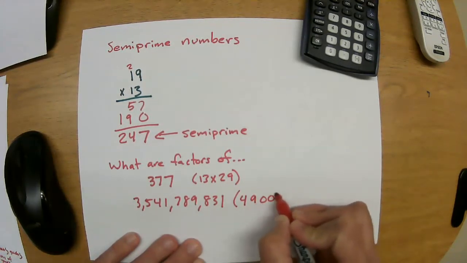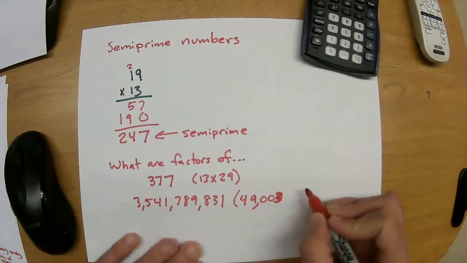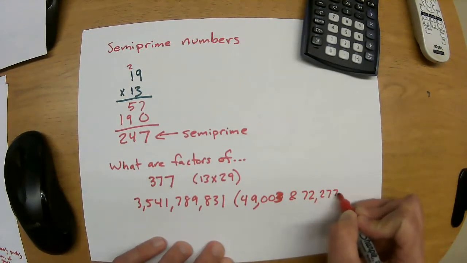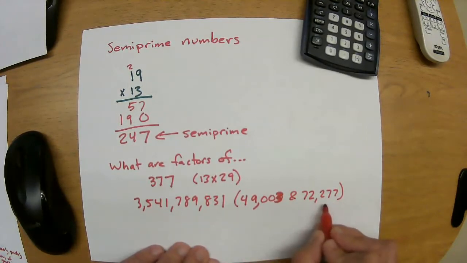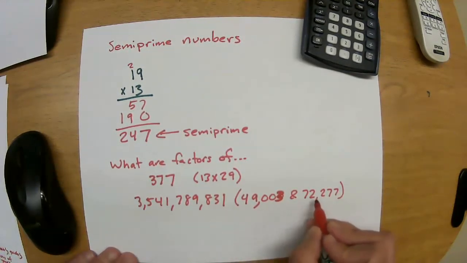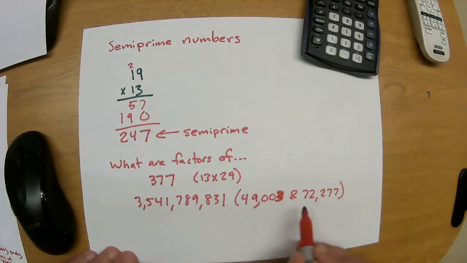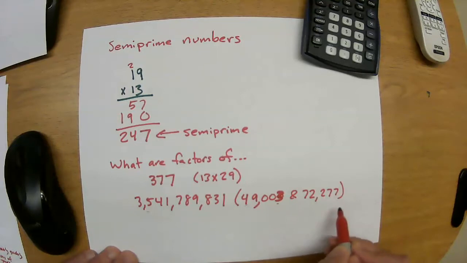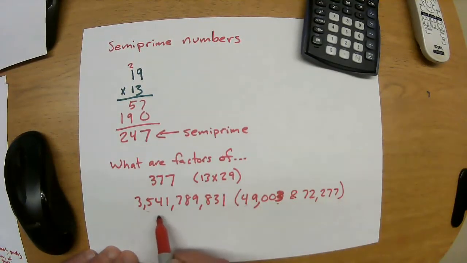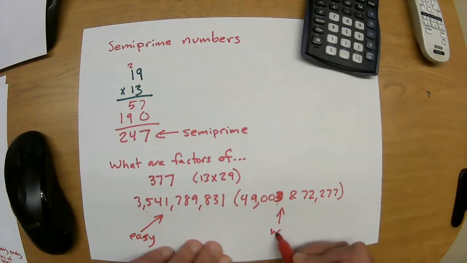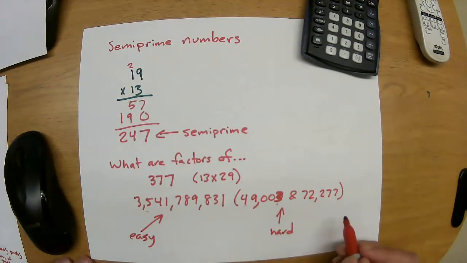49,003 and 72,277. All right. So I don't think that I was going to get there anytime soon. And these are both prime numbers. But when I was figuring out this number, I took these two numbers, punched them in the calculator, and again, it's easy to compute the product of two prime numbers, but it is hard to find the factors of the product of two prime numbers.